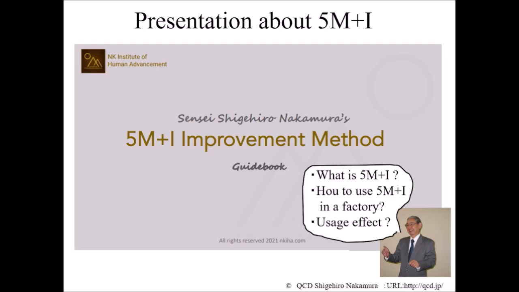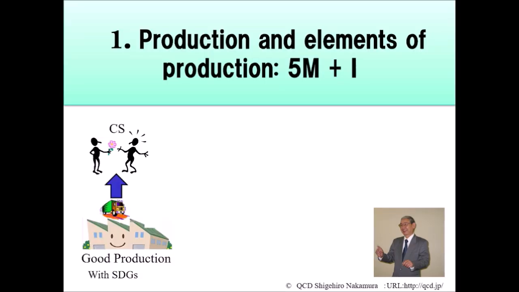From now on, I will explain the 5M plus I created by Mr. Nakamura. The main points of the explanation are the 3 points shown by Mr. Nakamura on the left side of this figure as follows. What is 5M plus I? How to use 5M plus I in a factory? And the usage effect of it. I would like to explain the following 3 points.